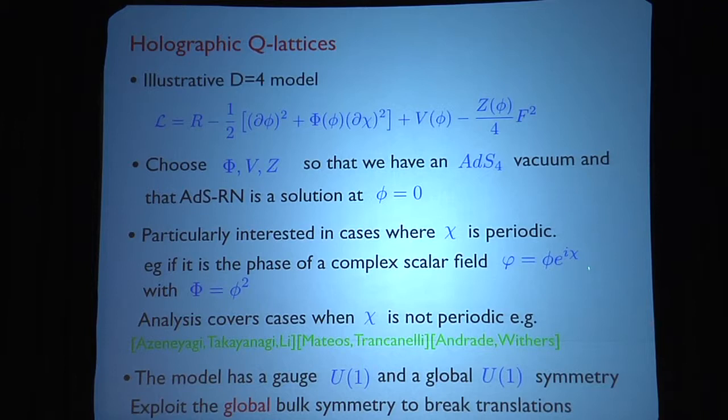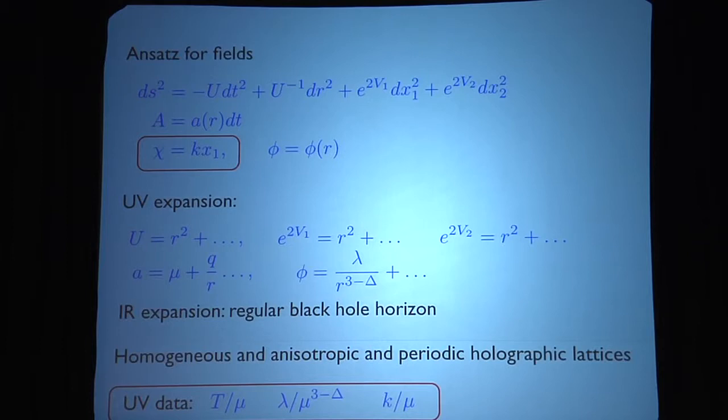And that's a case which I'm interested in, and you'll see in a moment why. But what I'm going to talk about also corresponds to the case when chi is not periodic. So for example, phi is 1, capital Phi is 1, and that's the kind of model that people have been looking at down here, for example. Now this model has this gauge U(1), but it also has a global U(1), which is just shifting chi. And it's exploiting that global U(1) in the bulk to construct the lattices that is the key point.